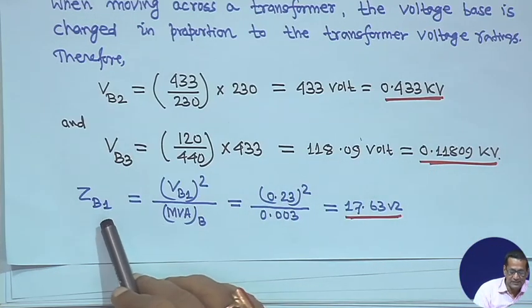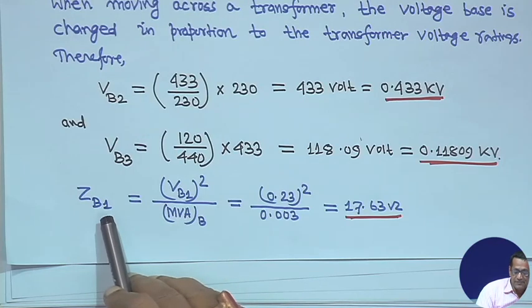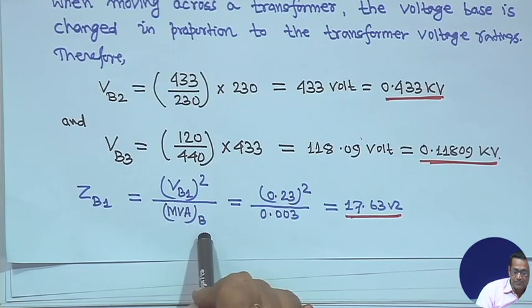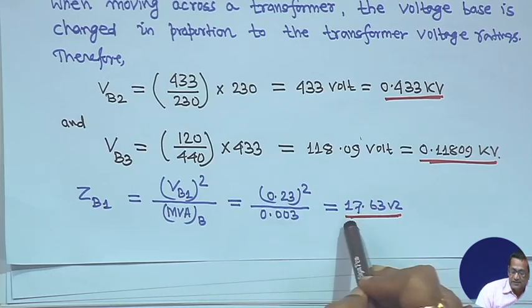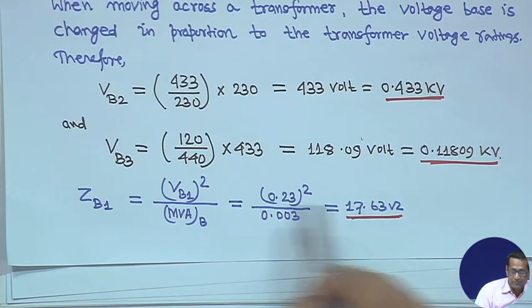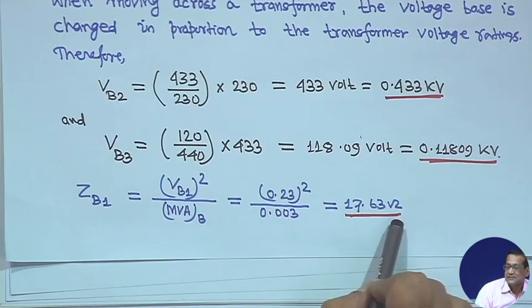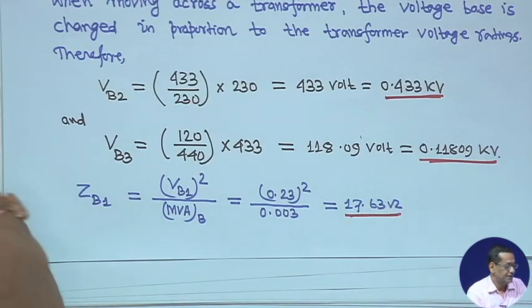Similarly, now for section 1, ZB1, the base impedance, is equal to VB1 square upon base MVA, that is 0.23 square upon 0.003, that is 17.63 ohm. This is the base impedance for section 1 of that diagram.